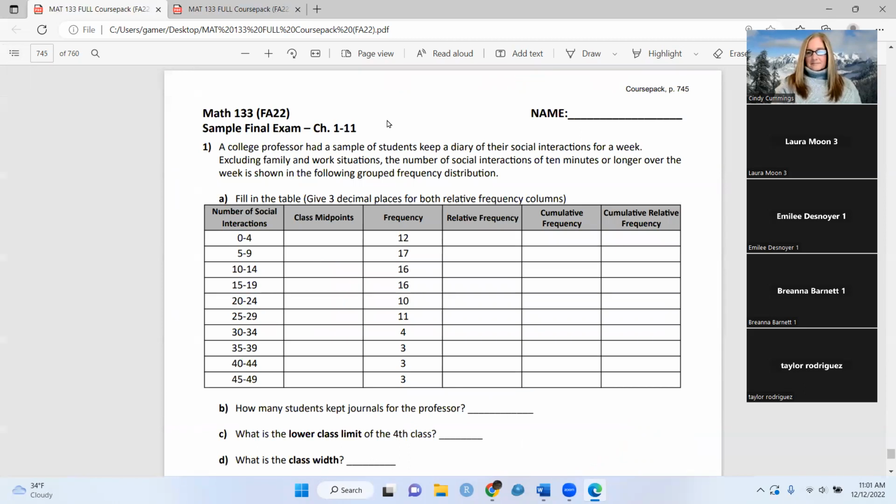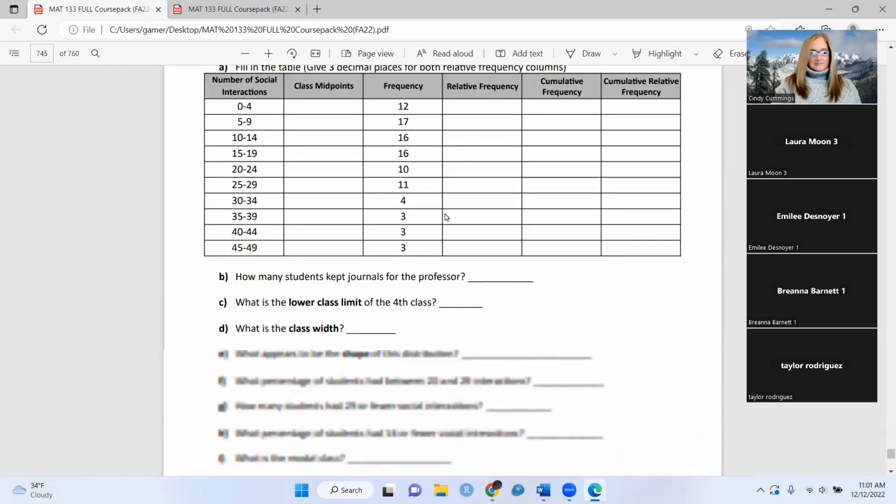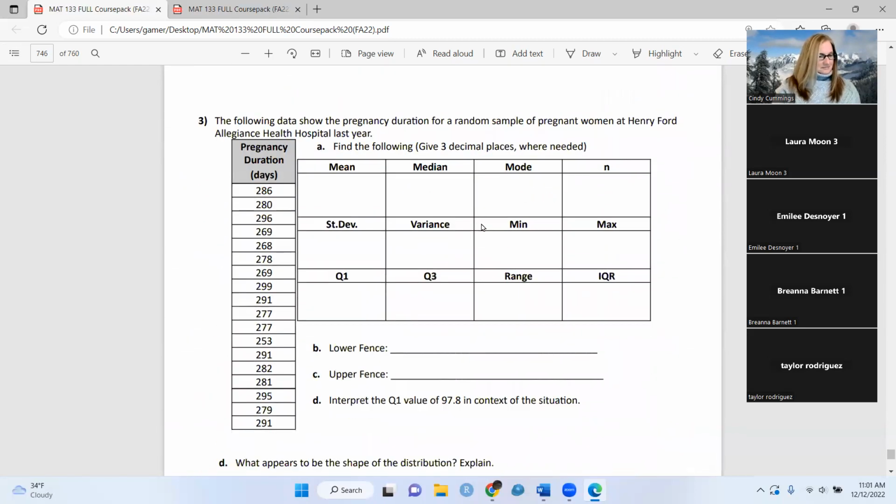I had a question on page 746 on 3D, interpret the Q1 value. Yes. First, there's a typo. This is from an old data set that used to be on here, this number. So it might help if you note that it should be this number. Okay. That might help it make more sense. But then what does Q1 mean?